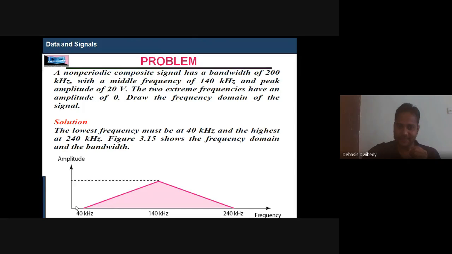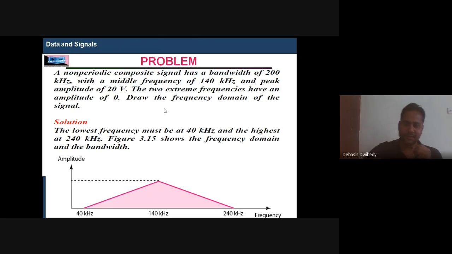एंड ये पूरा कंप्लीट करने के लिए मुझे सेकंड लाइन में जाना पड़ेगा, दैट इज टू एक्सट्रीम फ्रीक्वेंसीज हैव एन एम्पलीट्यूड ऑफ जीरो. ये जो टू एक्सट्रीम फ्रीक्वेंसी है 40 और 240, इनका एम्पलीट्यूड जीरो है, इसलिए मुझे ये ट्रायंगल टाइप पे बनाना पड़ा. ठीक है, सो 40 का जो फ्रीक्वेंसी है उसका एम्पलीट्यूड जीरो है, इसलिए यहाँ पे एक पॉइंट, 240 का भी एम्पलीट्यूड जीरो है, यहाँ पे एक पॉइंट. देन आई जस्ट ड्रॉ ए कंटिन्यूअस सिग्नल एंड मेक इट. सो दिस इज व्हाट द स्पेक्ट्रम रिप्रेजेंटेशन ऑफ दिस सॉर्ट ऑफ प्रॉब्लम.